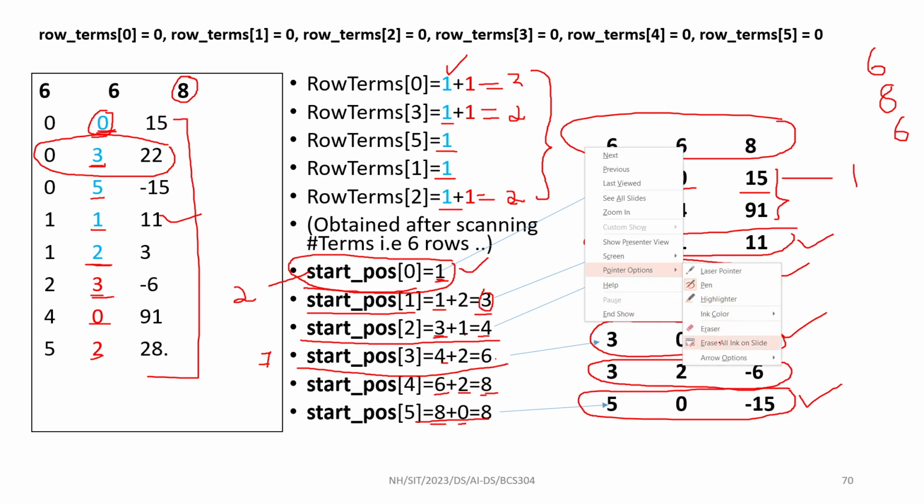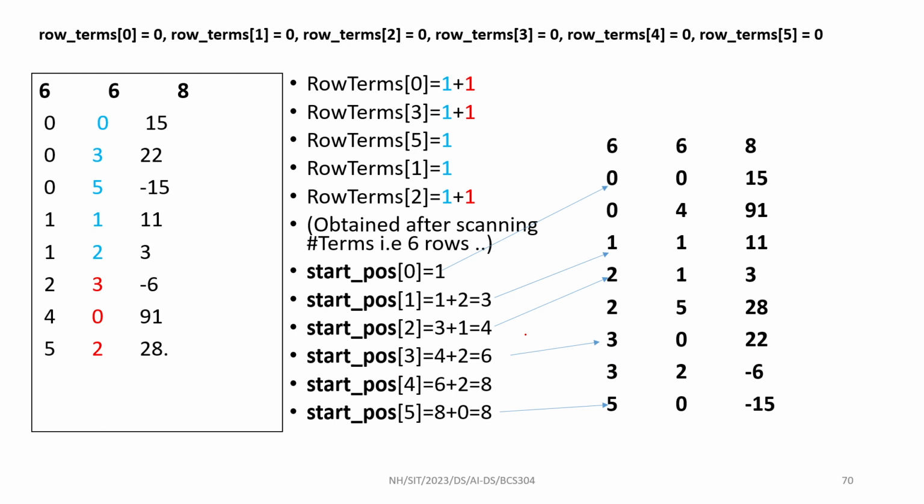I will explain again. We got now all the starting positions, not yet entered. So time consumption is 6, 8 and 6. Now I have to repeat 8 times. My first data is 0, 0, 15. Where should that go? Starting position is 0.